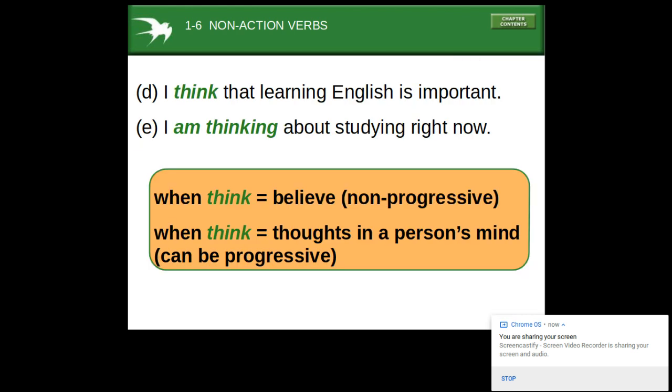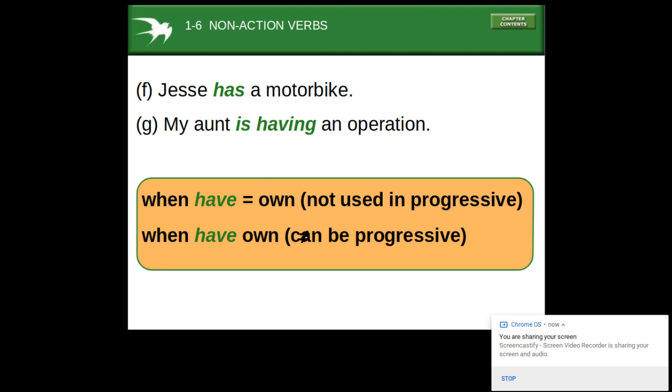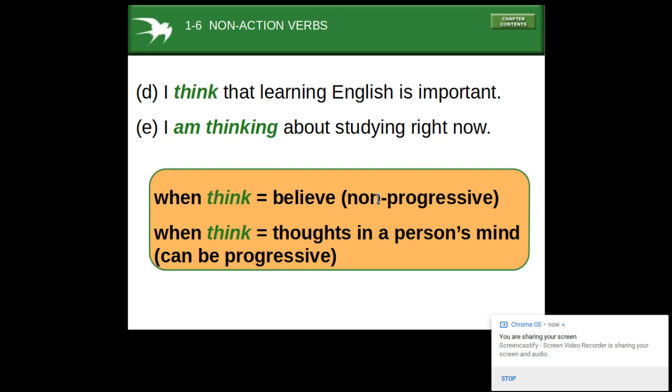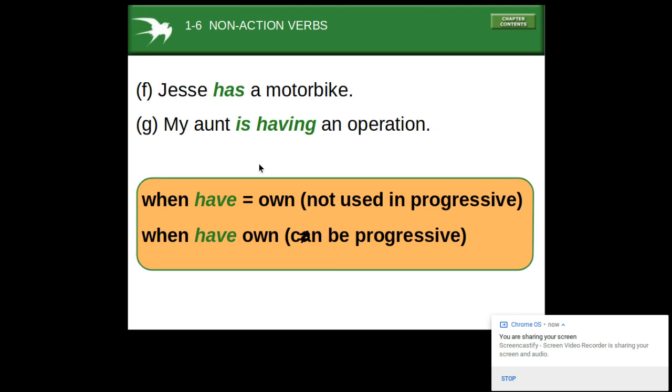Okay. I think that learning English is important. It's something I believe, right? Now, when you see about with the word think, I am thinking about studying right now, that one definitely can be used in the present progressive. So when think is the same as believe, it's non-progressive. So we can replace think up here. I think that learning English is important. We can replace that word think with believe. I believe that learning English is important. But when think equals thoughts in a person's mind, it can be progressive. What are you thinking about? I'm thinking about eating dinner, right?